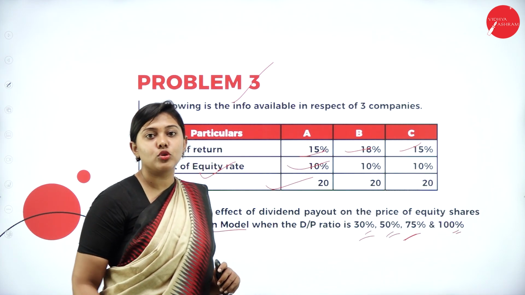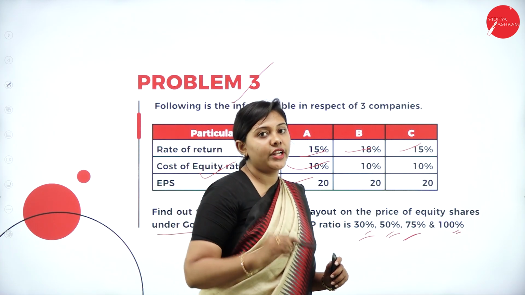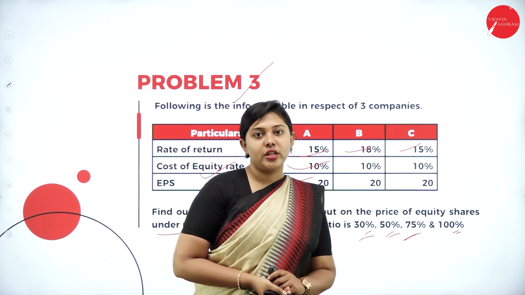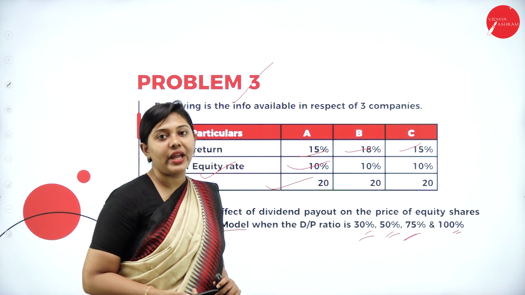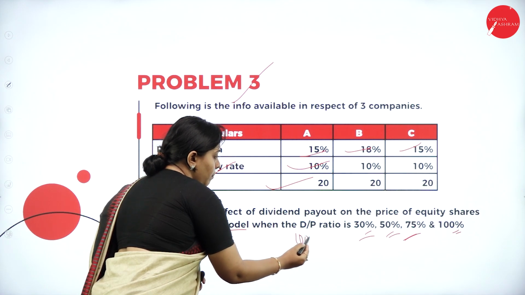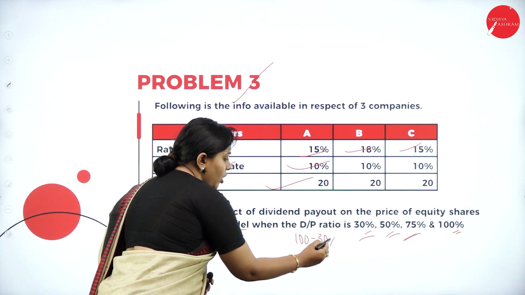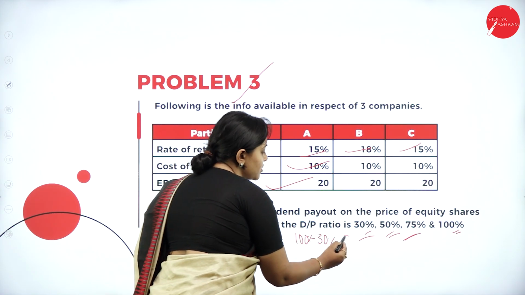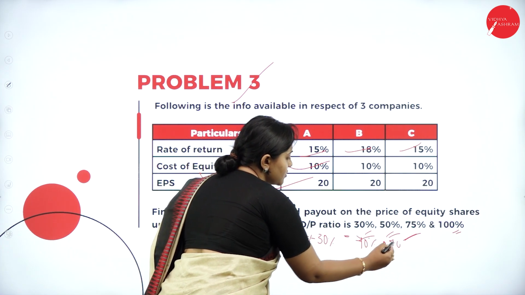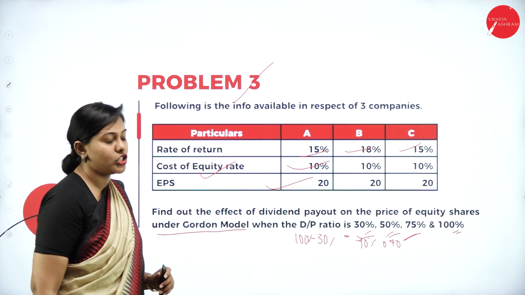So in this case also, my dear students, they have given the dividend payout ratio. Directly you need to calculate the retention ratio. So you all know how to calculate now. So how to calculate? 100% minus 30%, how much is it? 70%. So 0.70 is your retention ratio.